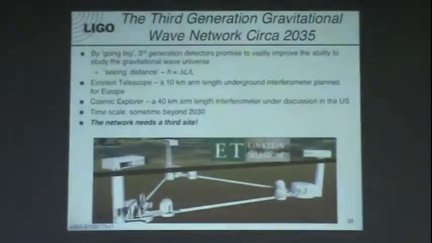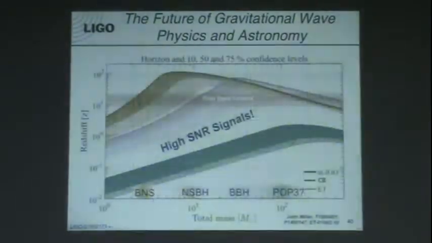One of the important things is that in the US we'll have something called Cosmic Explorer. We're working on designing that now. In Europe, there's the Einstein Telescope. The network needs a third site, and I think it would be very interesting. We've actually had some modeling of sites in Siberia that might be interesting for this. So this could be very, very exciting.